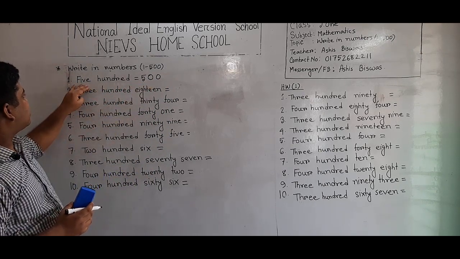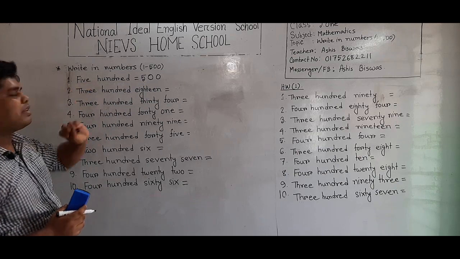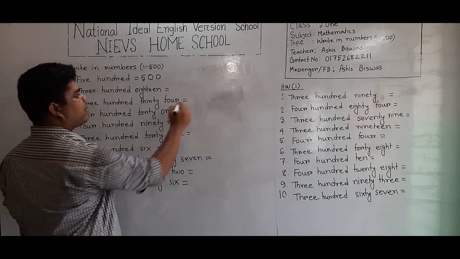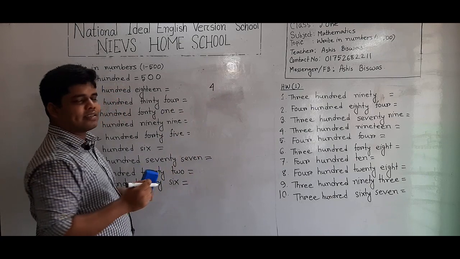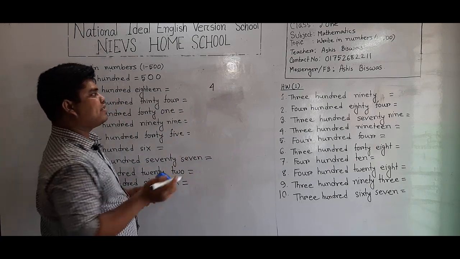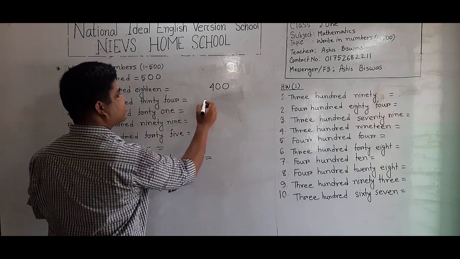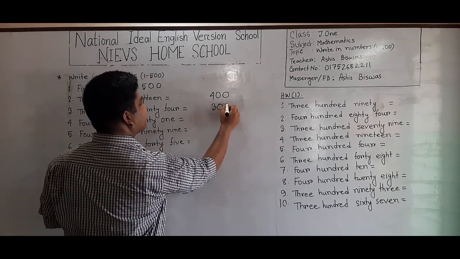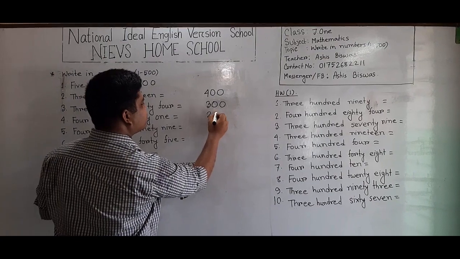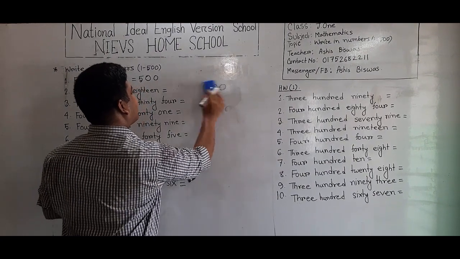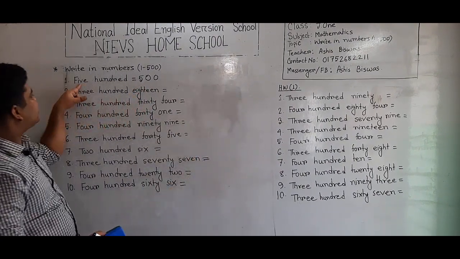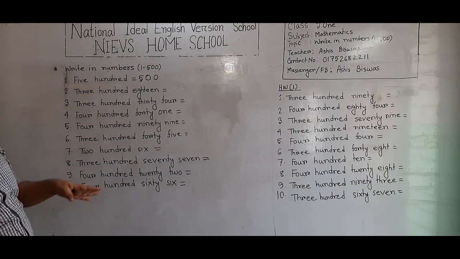If I ask you to write 400, then what will it be? The 400 will be 4, and as ones place and tens place are 0, it will be 400. If I ask you to write 300, then it will be 300. 200, it will be 200. I hope you understood how to write 500, 200, 300 etc.